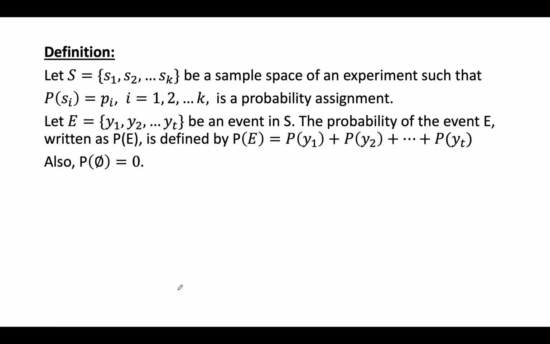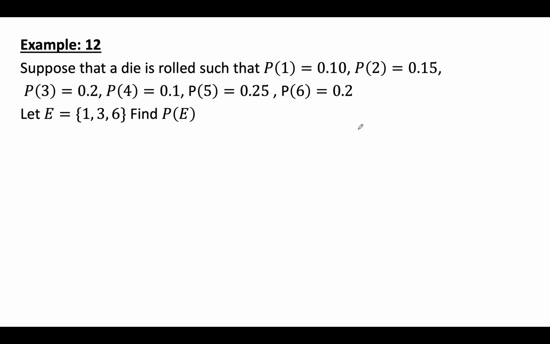Okay, let's suppose I've got a sample space with sample points from 1 to k. This is the sample space of an experiment in which the probability of Si is equal to Pi, and i from 1 to k is a probability assignment. Then the probability of E is defined by the probability of E1, E2, E3 until Et. Okay, here is an example that explains the definition.